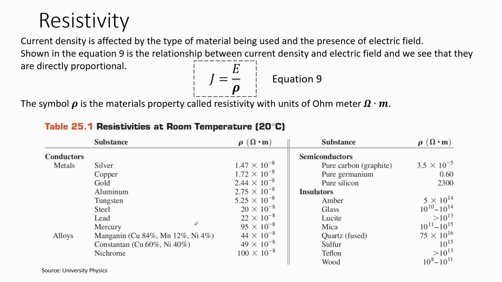Current density is affected by the type of material being used and the presence of electric fields. Shown in equation 9 is the relationship between current density and electric field, and we see that they are directly proportional. The symbol ρ is the material property called resistivity with units of ohm meter. Shown on the table are different materials' resistivities at room temperature. We see that conductors have very low resistivity, which makes them ideal for conducting electricity and heat. Insulators show very high resistivities, which makes them ideal for preventing flow of electricity.